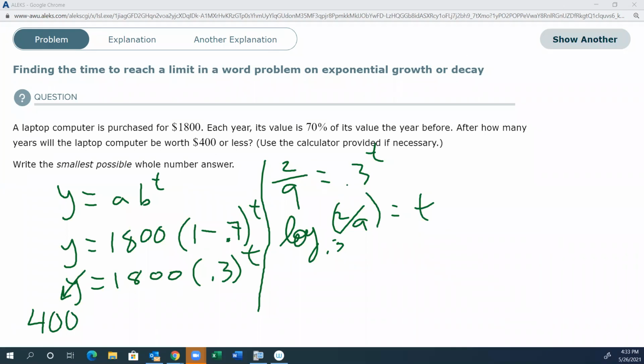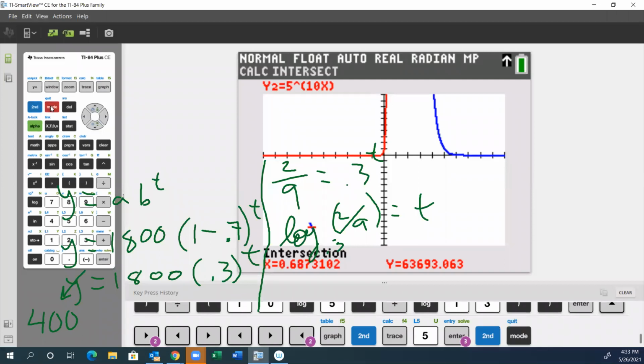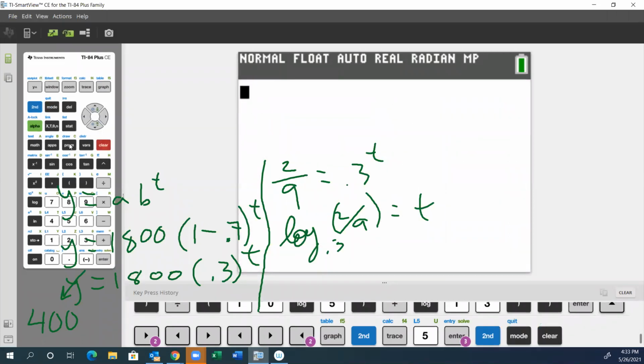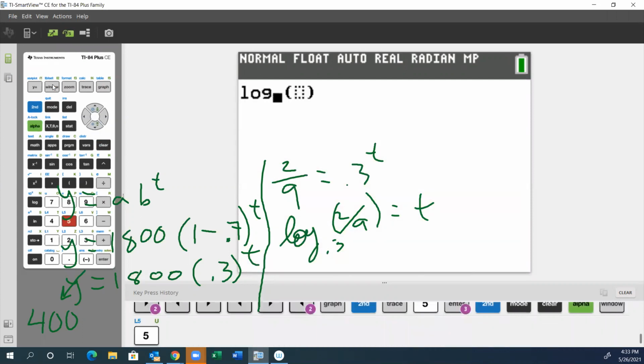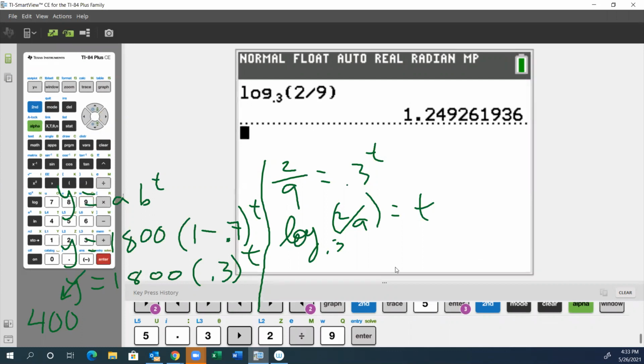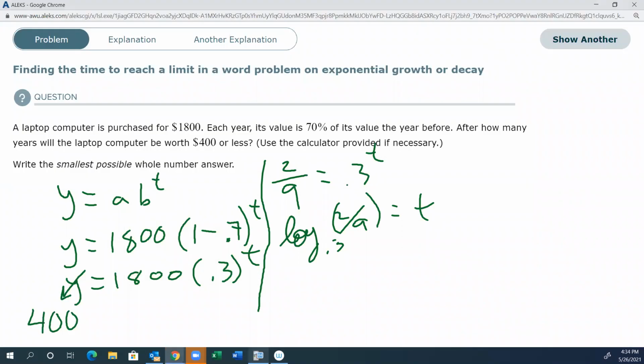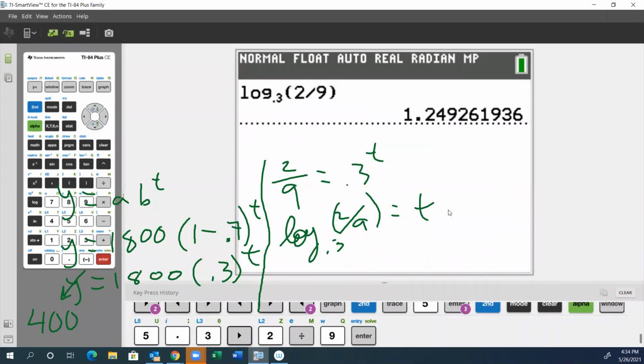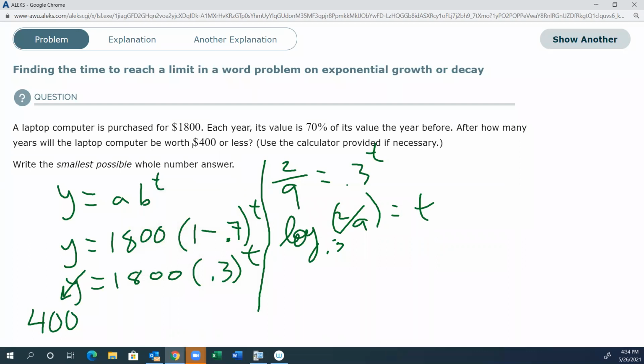Okay. So let's go to the calculator. And we'll say alpha window 5, log base 0.3 of 2/9. And we get 1.25 years. Let's see, it said, write the smallest possible whole number. So 1 year. It's actually 1.25 years, but they want just a whole number, so no decimal. So 1 year would be the answer. Wow, that's terrible. Buy it at 1,800. A year later, it's only worth 400.